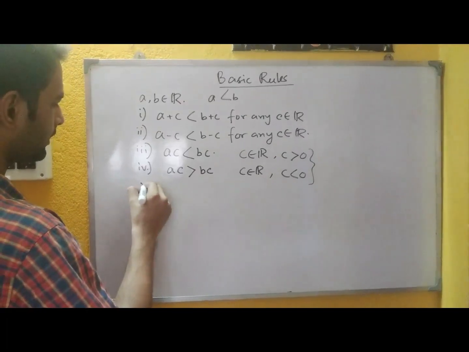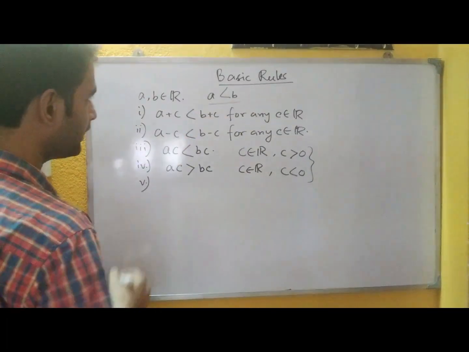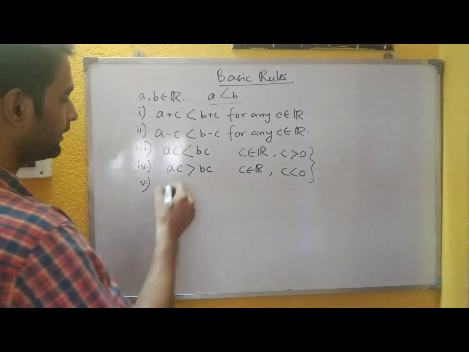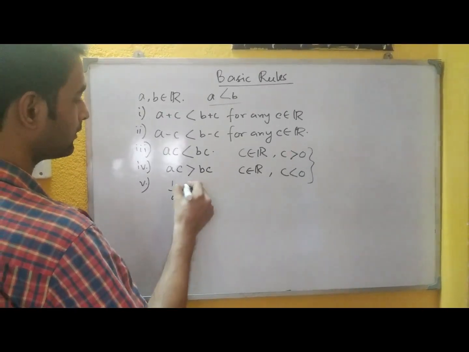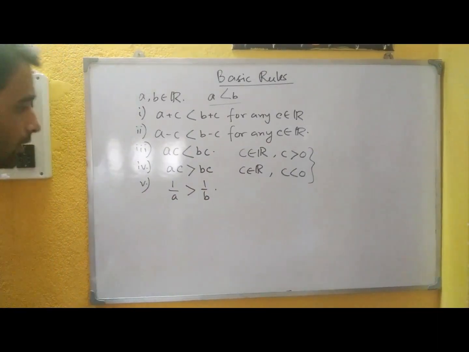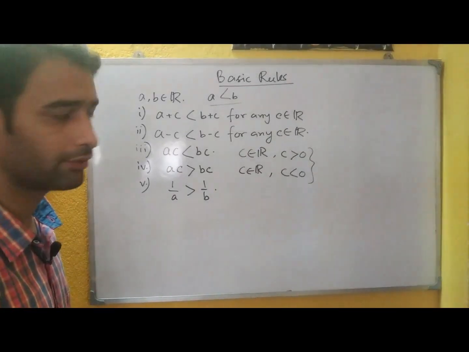Number 5 is saying that if you take this inequality and take the reciprocal on both sides, then the inequality will again change. So if it was less than, the resulting one will be greater than. So these are the 5 rules that we will use in solving linear inequalities.